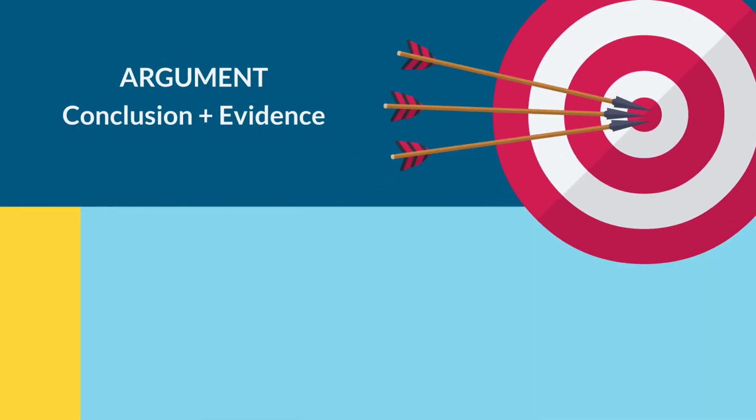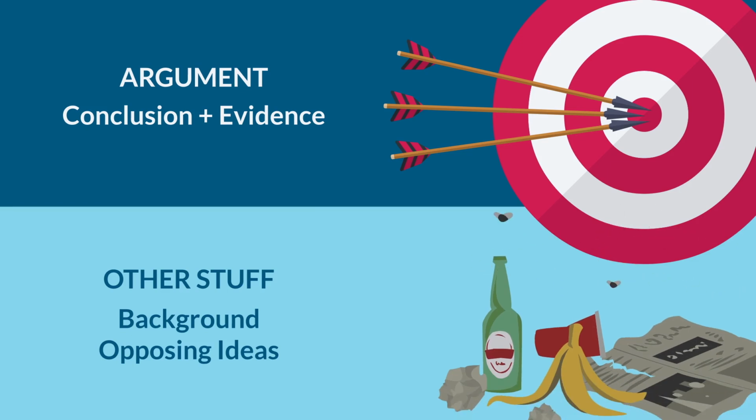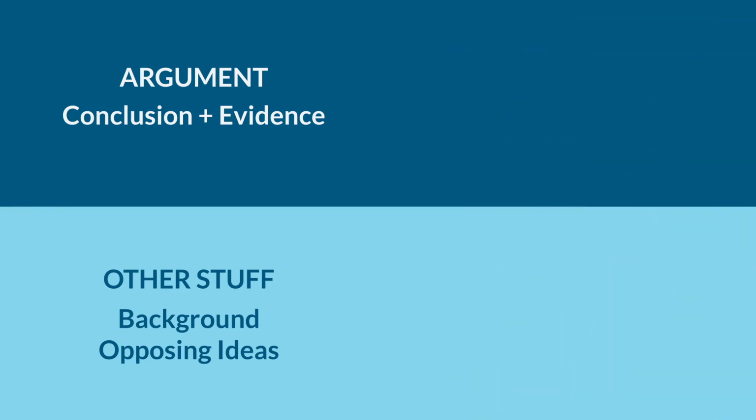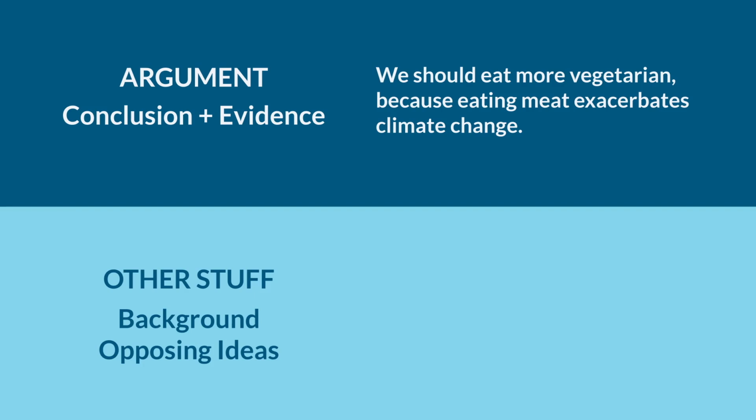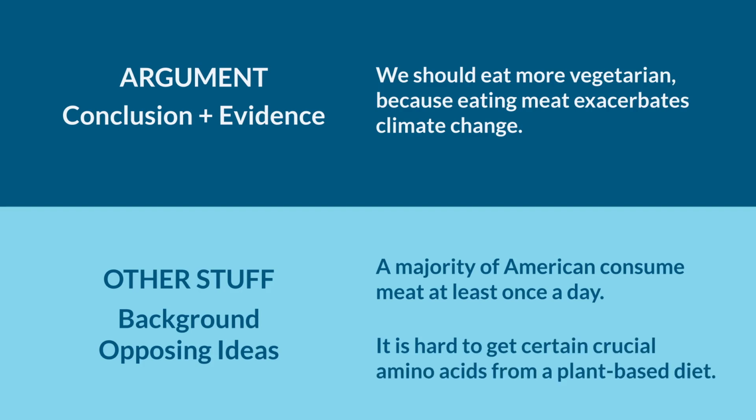We're trying to find that conclusion in the evidence, and so sometimes they'll clutter up the paragraph by adding in other stuff like background and opposing ideas. If our argument was saying we should eat vegetarian because eating meat makes climate change worse, they might add in a background claim about how much meat we currently eat, or an opposing idea that makes it sound like eating meat is good and going vegetarian would be bad.